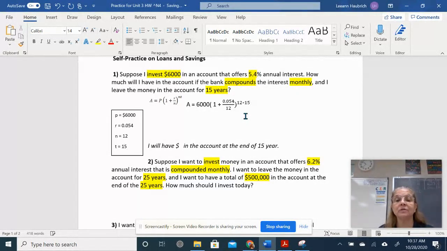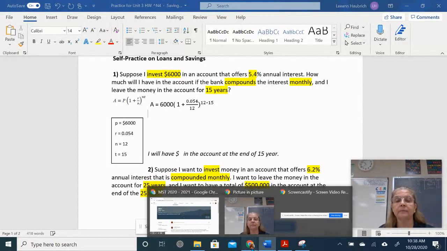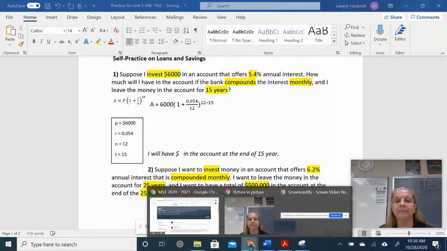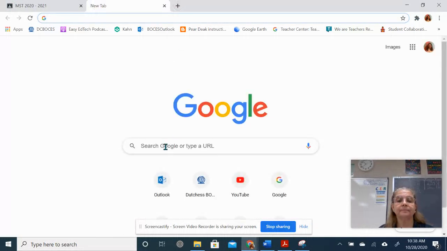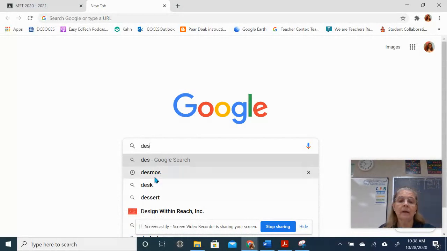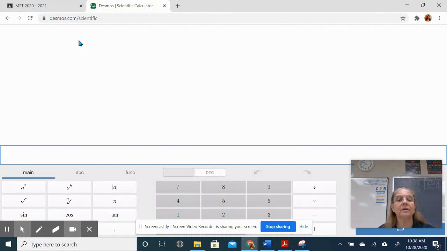And the one thing I did not do was open up the Desmos calculator for you. So I will do that now. I need to go to the Desmos calculator. It would have helped if I opened it ahead of time. So I just need to go get a new tab. And I'm going to look for the scientific calculator because this is the one we use.